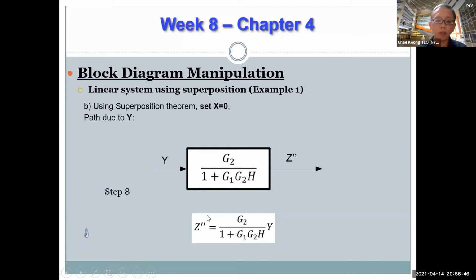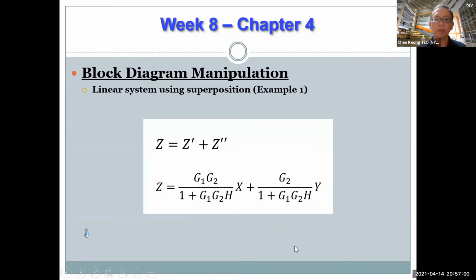So right now, similarly to the first case, you have Z prime prime equals this guy times Y. So that is Z prime prime. So we now have Z prime and Z prime prime. So Z is none but adding Z prime and Z prime prime together. Finally, we add Z prime and Z prime prime to get Z. So basically, the Z expression will be the effect due to X and the effect due to Y. So that's how you get the expression for Z using the superposition theorem.